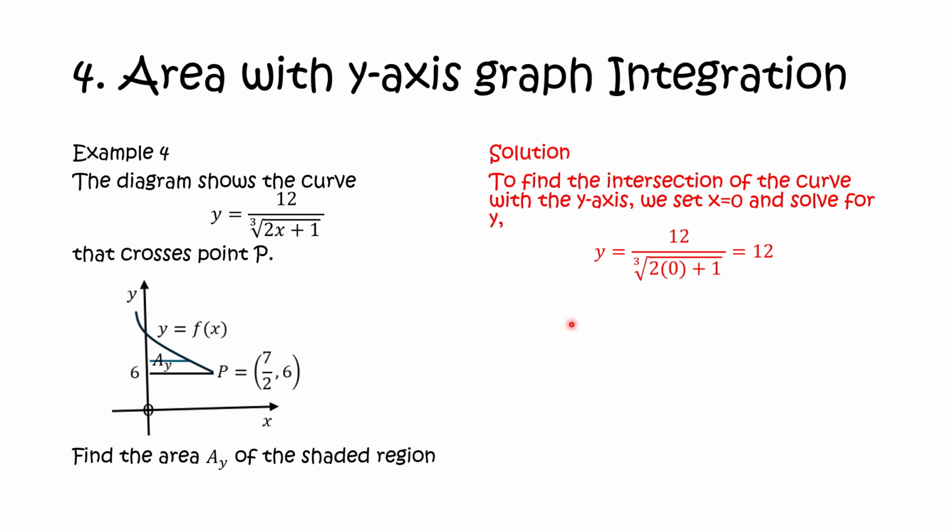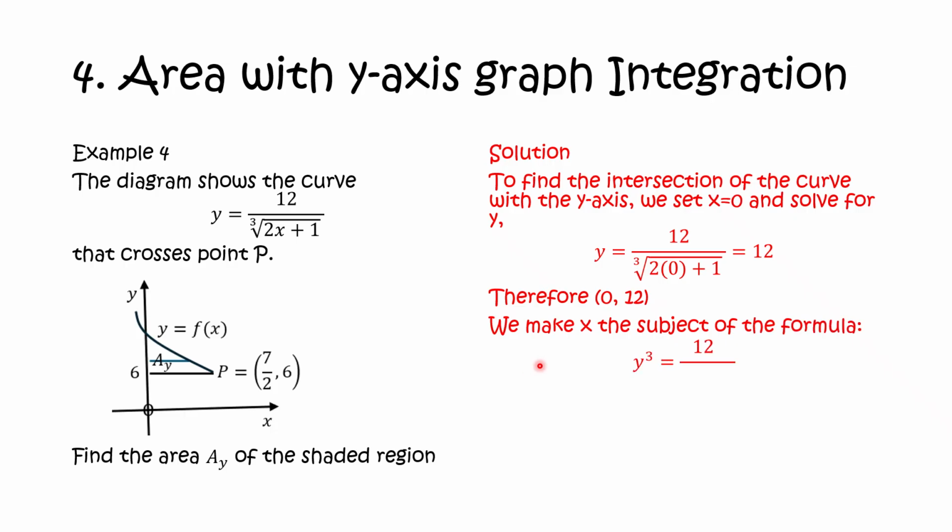Right, so the second thing that we also need to do is make x the subject of the formula. Recall, this time around, we are actually integrating in terms of y, that is with respect to y. So if that is the case, whatever we have as our function and the terms must comprise y's, not x's, like we did in the previous sections. So now we have y cubed equals 12 cubed over 2x plus 1. Now we move on to make x the subject of the formula.